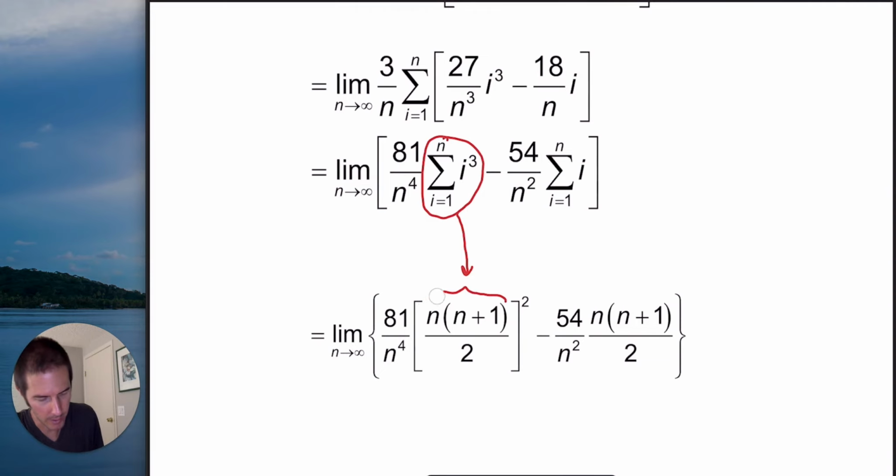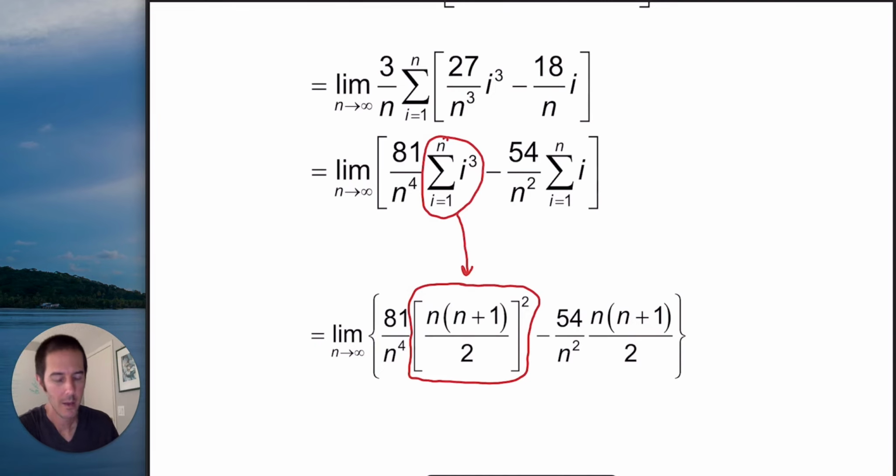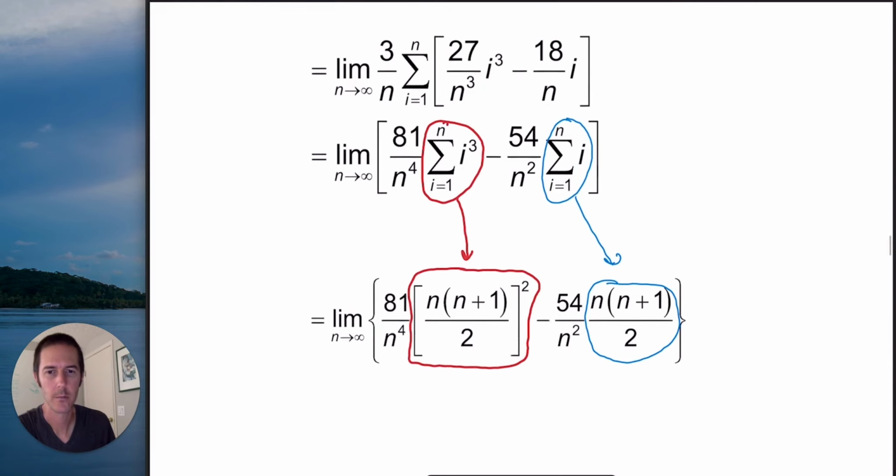So I should not have only bracketed that inside part. It's really, let me just circle it so that we're sure. It includes that square. And the sum of all of the integers from 1 to n can be represented as n times n plus 1 over 2, not squared. Interesting. The cubed one is squared, and the first degree one is not squared at all. And then you see the 81 over n to the 4 and the 54 over n squared, and the minus sign is still there.